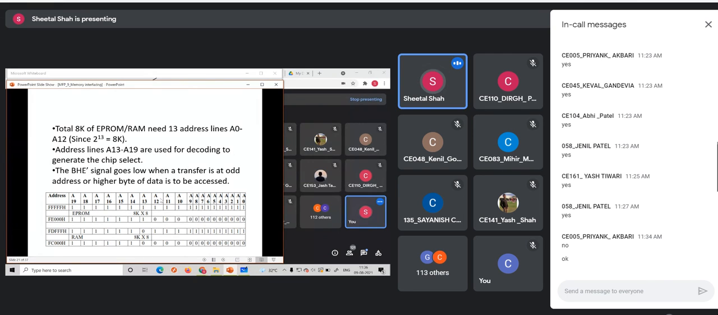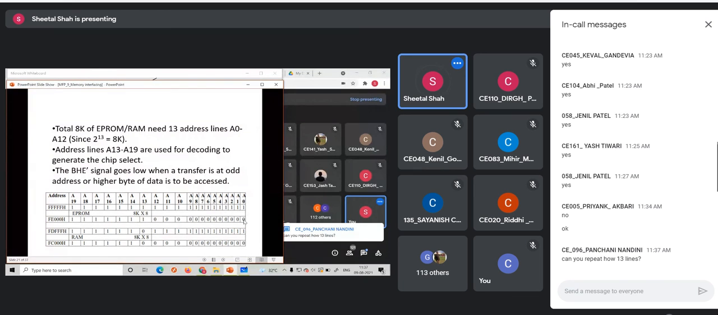A0 to A12, because it is an 8K by 8 ROM. So 13 lines would be there, which would range from A0 to A12. All of them are ones here, and the starting address for that would be all zeros. Hope everyone is clear.